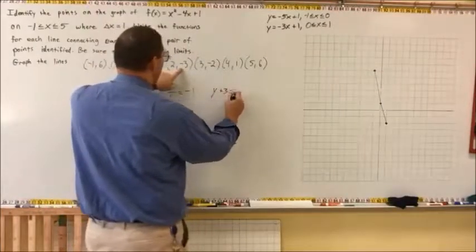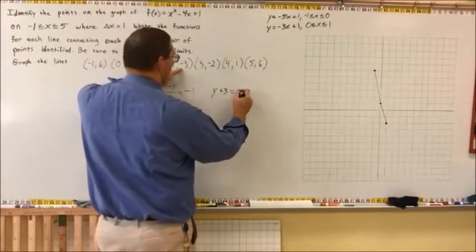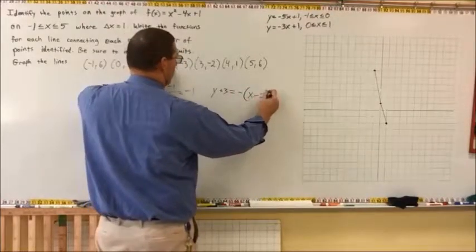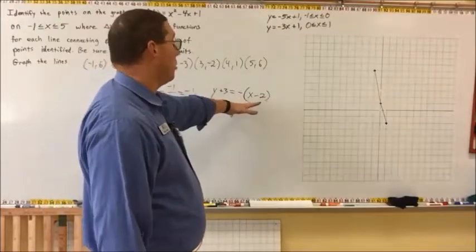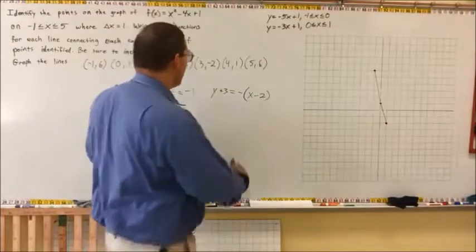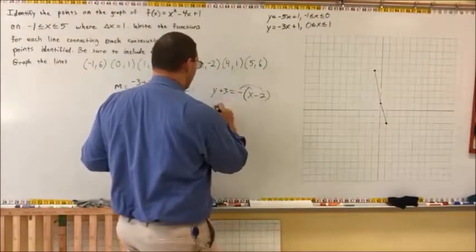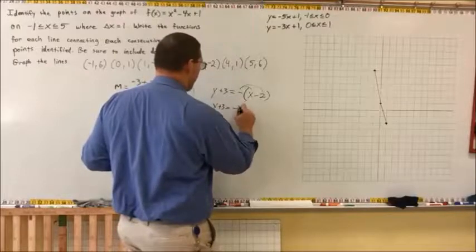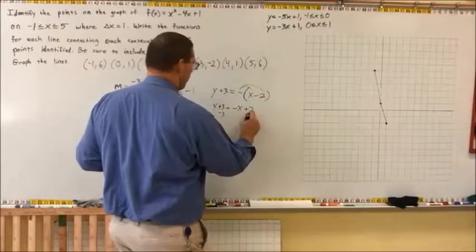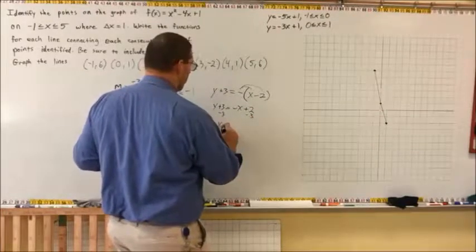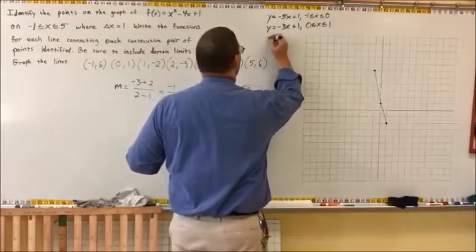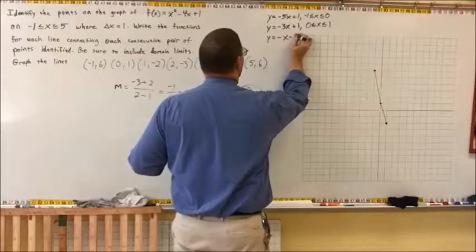Y plus 3 is equal to the slope, -1. So we'll just put negative x minus 2. So the equation of our line is in point slope form. And now what we want to do is put it into slope-intercept form. So we're going to distribute the negative. So we're going to have y plus 3 is equal to -x. Negative times -2 is plus 2. Then we'll subtract 3 from both sides. And we'll get y is equal to -x minus 1. Okay, so we'll have y equals -x minus 1.